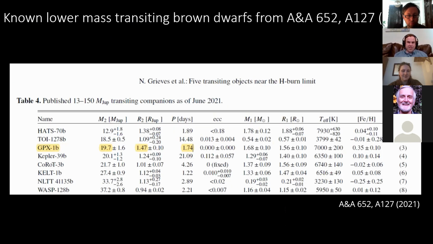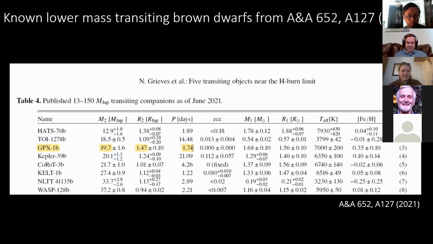Looking at lower mass brown dwarfs, this is a recent publication by Greaves, and you can see HAT-P-70b, that's a 12.9 Jupiter mass. It's right at that transition between hot Jupiters and brown dwarfs. And then TOI-1278b, larger. And so GPX-1b, at the publication of this paper, was the third smallest brown dwarf for transiting brown dwarfs.